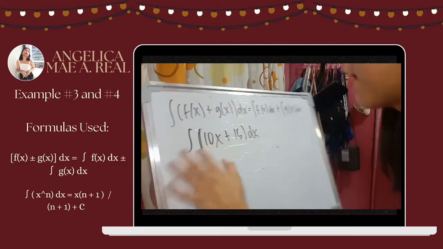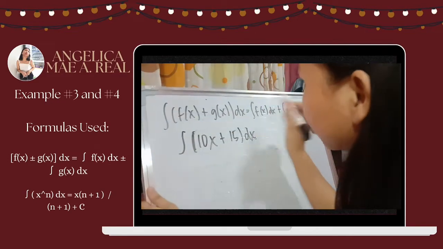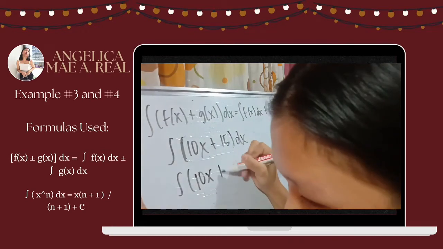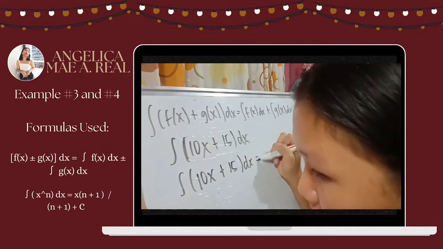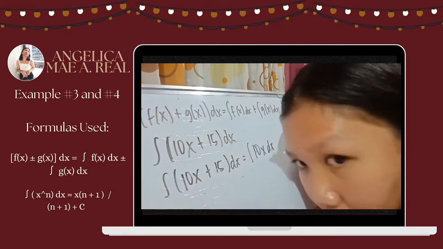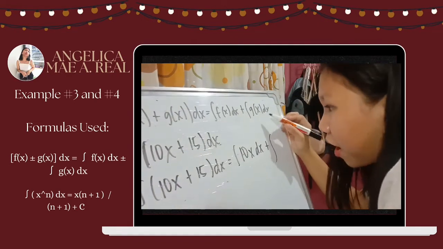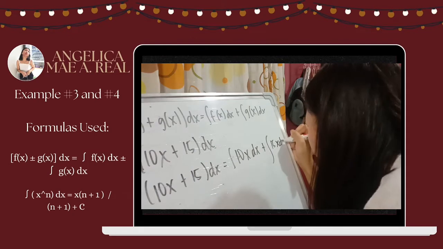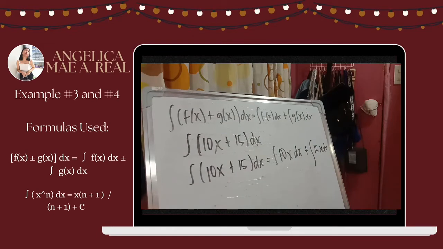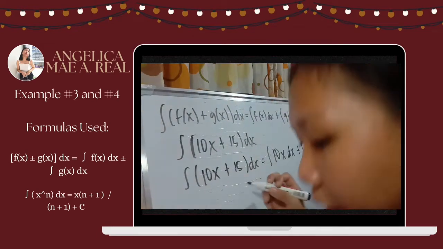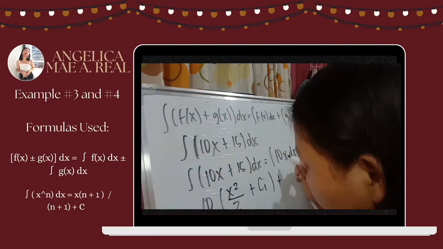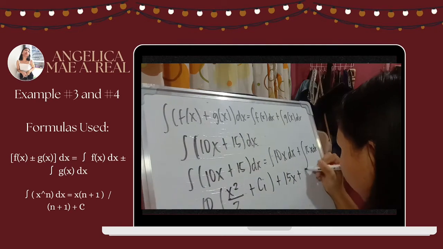We have here the f and the g, right? So we're going to substitute it. We have here the integral of 10x plus 15 dx is equal to the integral of f of x, 10x dx, plus the integral of g of x, 15 dx. Using the power and constant formulas respectively, we're going to have 10 x squared over 2 plus c sub 1 plus 15x plus c sub 2.